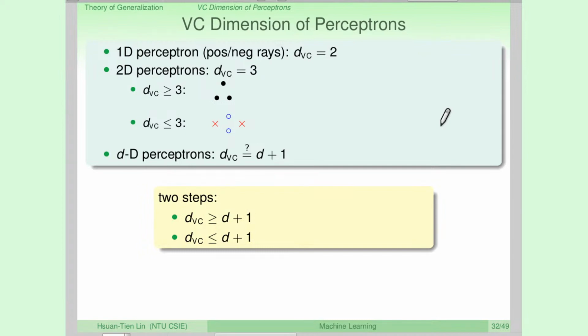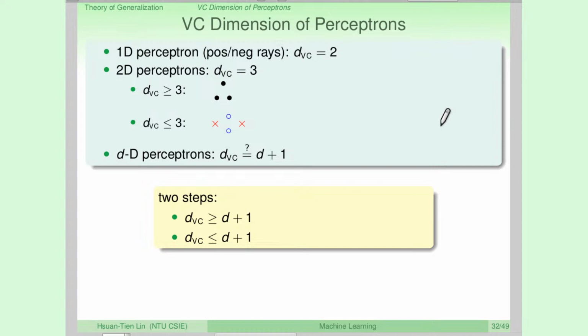So what we're going to do here is to give a formal proof that the VC dimension is indeed little d plus 1 for perceptrons in little d dimensions. There are 2 steps here. One is to prove that the VC dimension is larger than or equal to d plus 1. And the other step is to prove that the VC dimension is less than or equal to d plus 1. Then if you combine these 2, you would get exact equality.